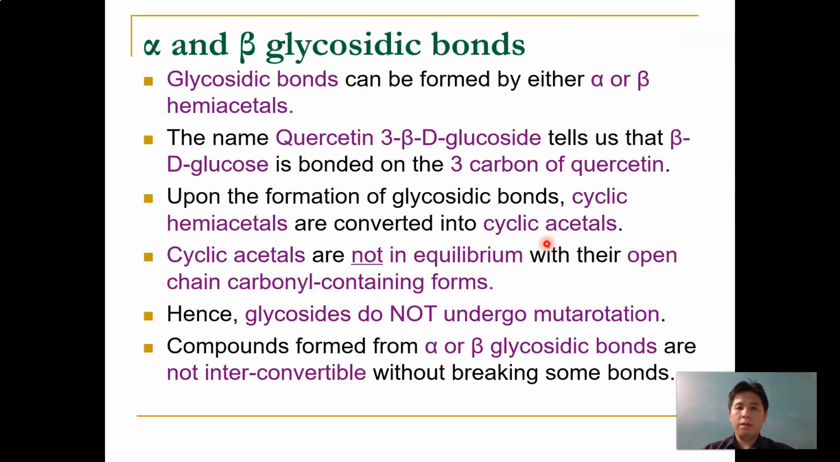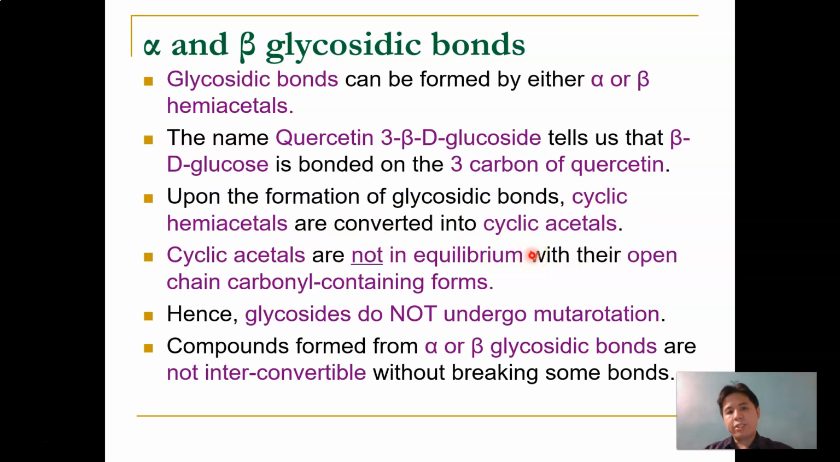Okay, so glycosidic bonds can be formed by either alpha or beta hemiacetal. The name quercetin 3 beta glucoside means that the glucose here is in the beta position and is bonded to the third carbon of quercetin. Notice here that the name is already fixed, it is beta, it doesn't change anymore. This is because when a glycosidic bond is formed, the cyclic hemiacetal becomes a cyclic acetal. So you see a name change.